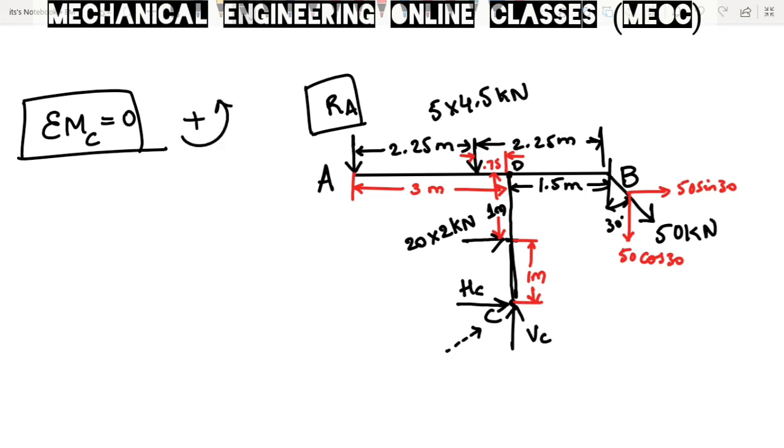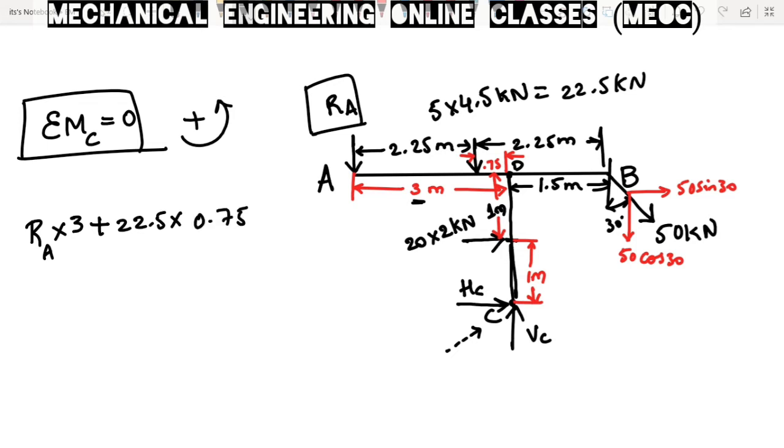So all anticlockwise moments are positive. RA is making an anticlockwise moment about C. So it will be RA multiplied by the perpendicular distance between A and C, which is 3 meter. It is given. Then this 5 into 4.5, this is nothing but 22.5 kilonewton force. So this is also making an anti-clockwise moment only. So that is also positive. So 22.5 into the perpendicular distance, which is 0.75.